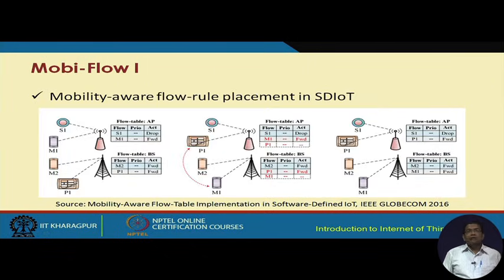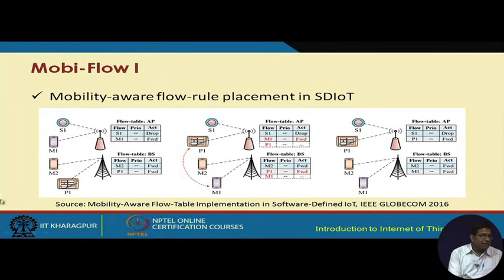Now, let us look at the third solution that I was talking about, MobiFlow, and this paper was published in IEEE Globecom 2016. MobiFlow solution was proposed by us in the SWAN group. So, MobiFlow basically gives a mobility aware flow rule placement for mobile based IoT systems.